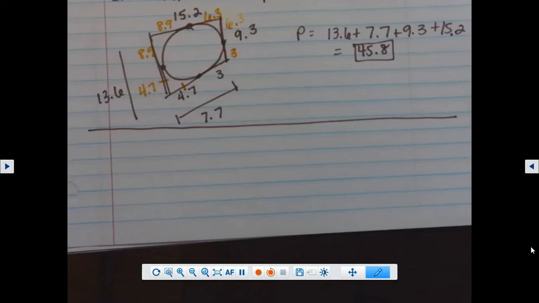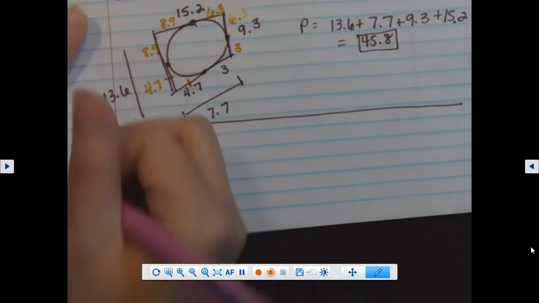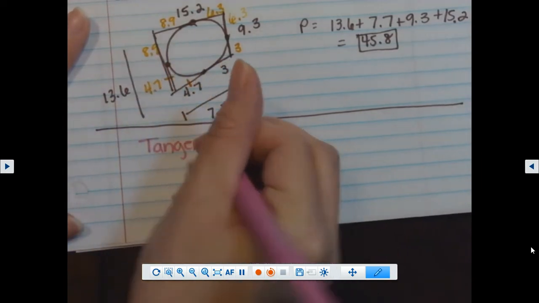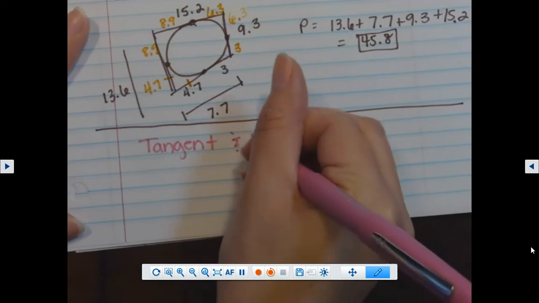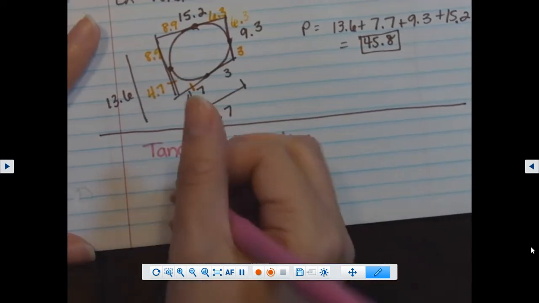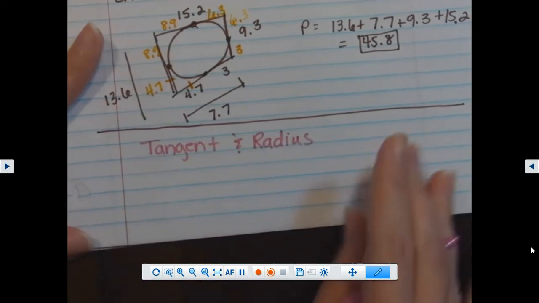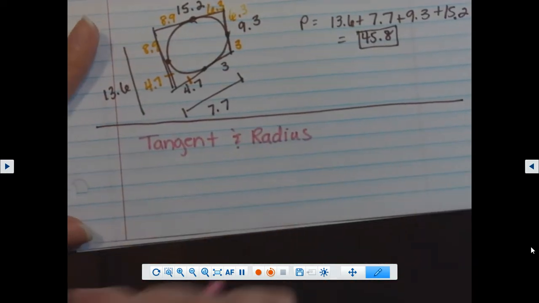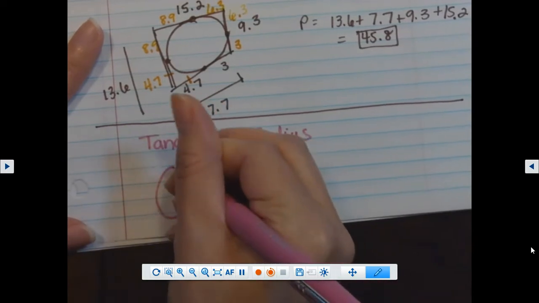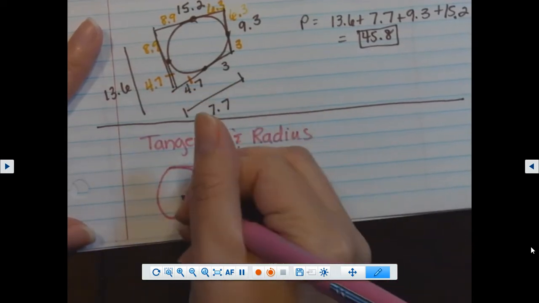Okay, this theorem is the tangent and the radius. For a tangent and the radius, and I'm going to try and squeeze it in this little spot I have for notes, the tangent meets the radius always at a right angle.